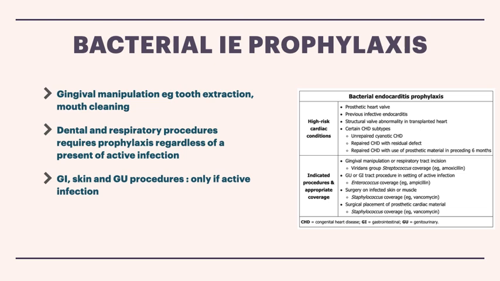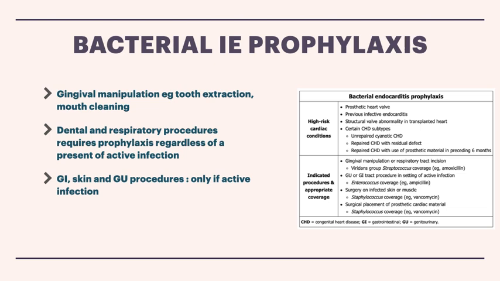And then you have a GI or GU tract procedure in the setting of active infection. So, for example, you're talking here maybe about a colonoscopy or a cystoscopy, but it has to be in the setting of active infection, right? And then we also have surgery on infected skin or muscle. And the last one is surgical replacement of prosthetic cardiac material. Okay, so those are the procedures that we consider high risk.